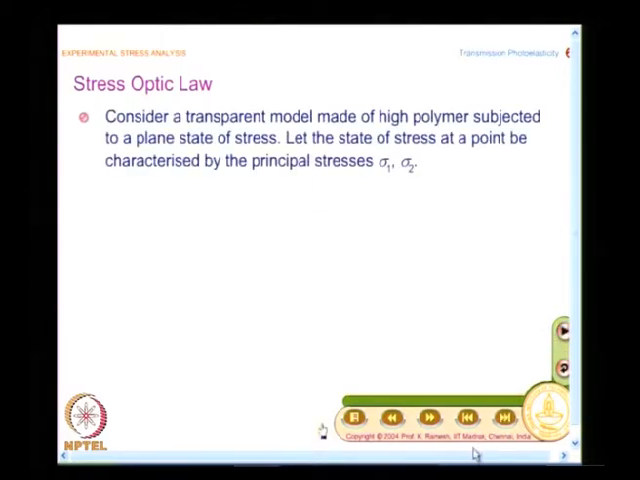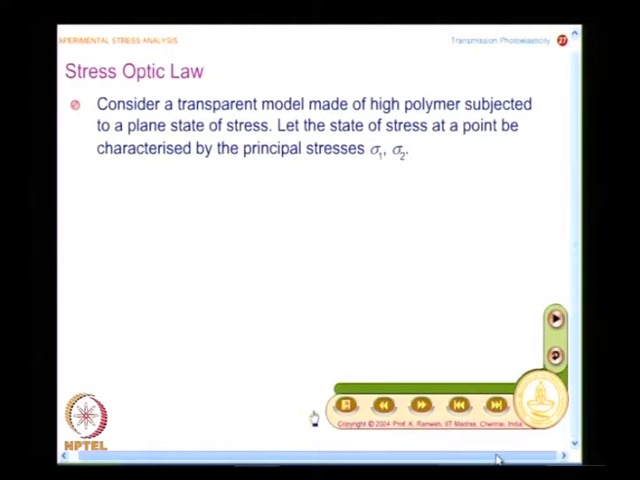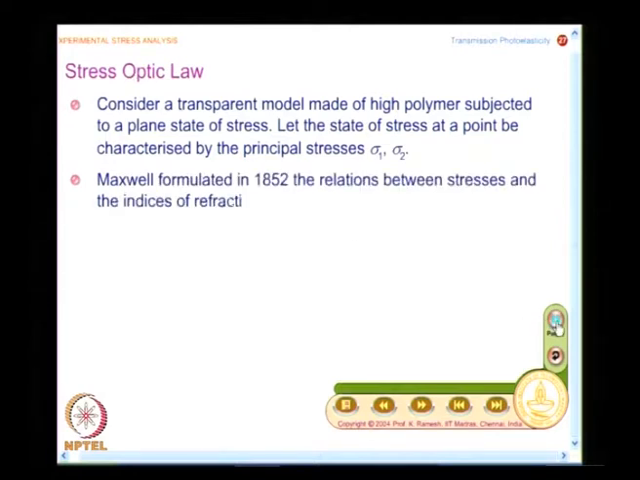So, what you have here is, we call this law, which relates stress and optics, the stress optic law. When I do this, I consider a transparent model material made of a high polymer, and for simplicity, subjected to a plane state of stress.